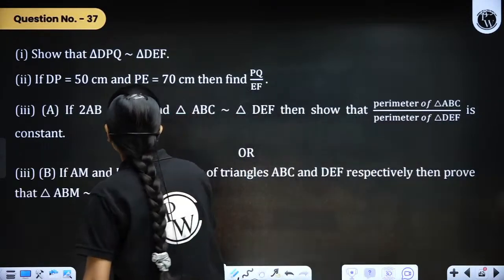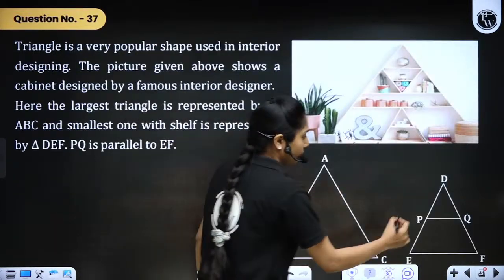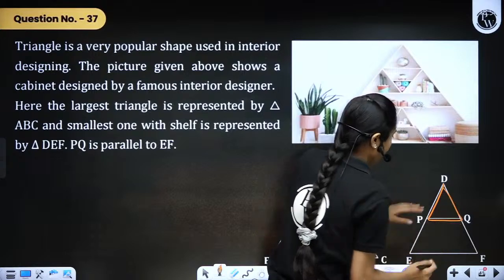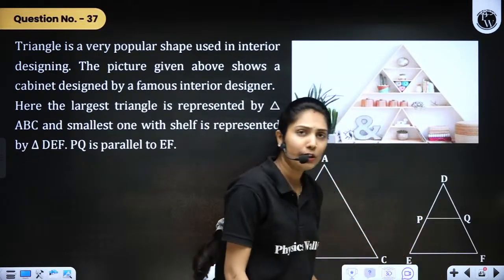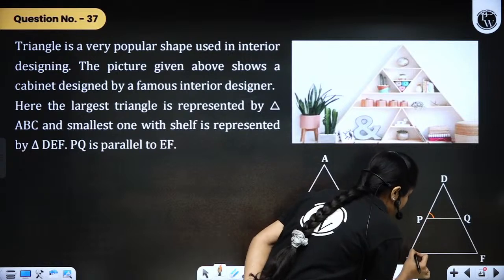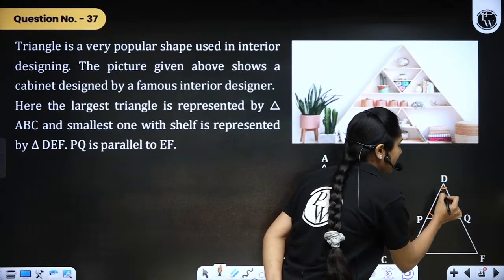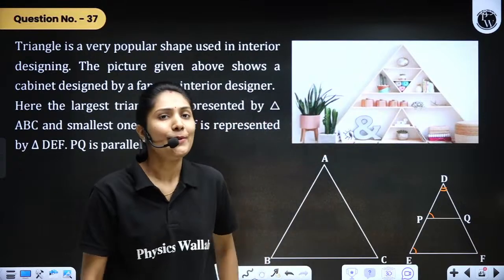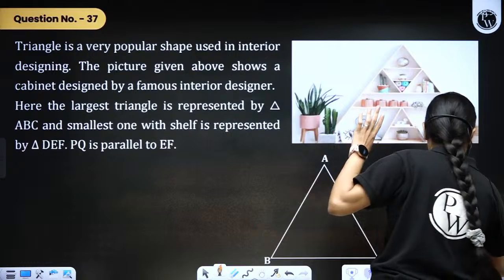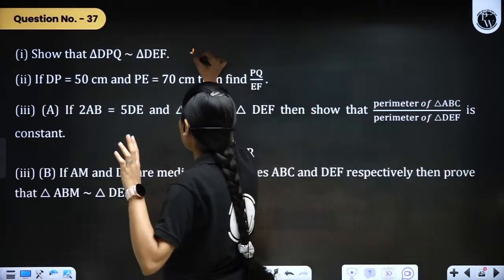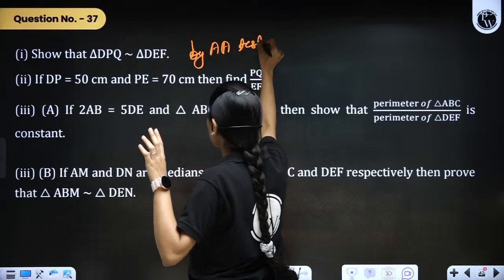Show that DPQ is similar to DEF. We can easily show that PQ is parallel to EF, which means this angle and this angle are equal. And D is the common angle. So by the AA test, these two triangles are similar.